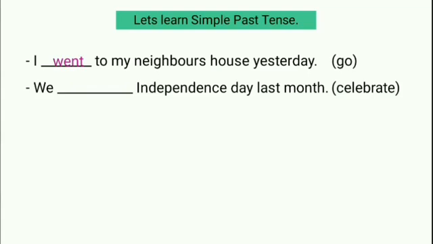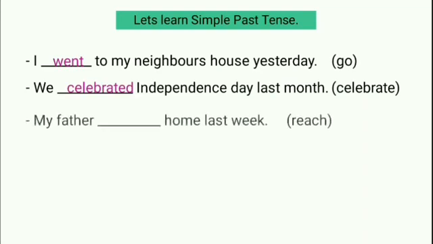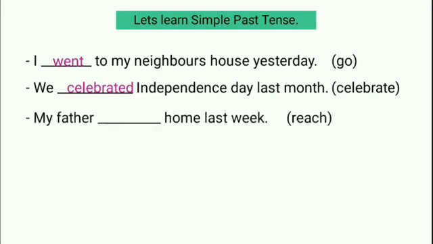Next sentence: we dash Independence Day last month. So the word is celebrate. How will you change this into the past form? We celebrated Independence Day last month. Next sentence: my father dash home last week. So we have to change the word reach. So the correct answer will be: my father reached home last week.